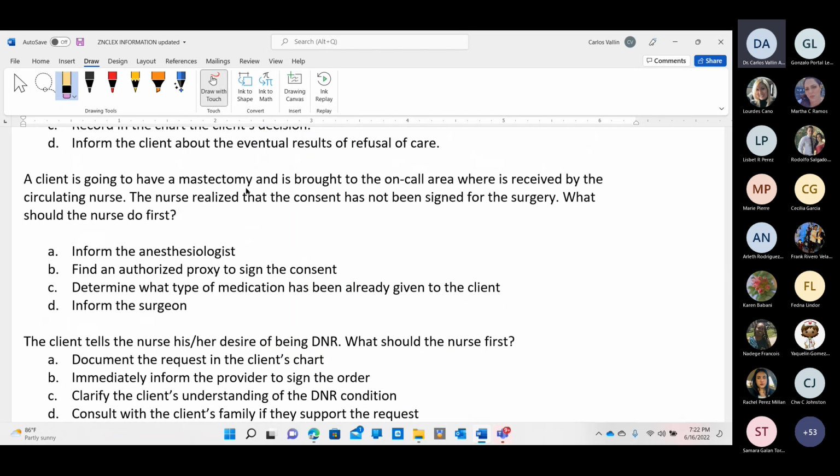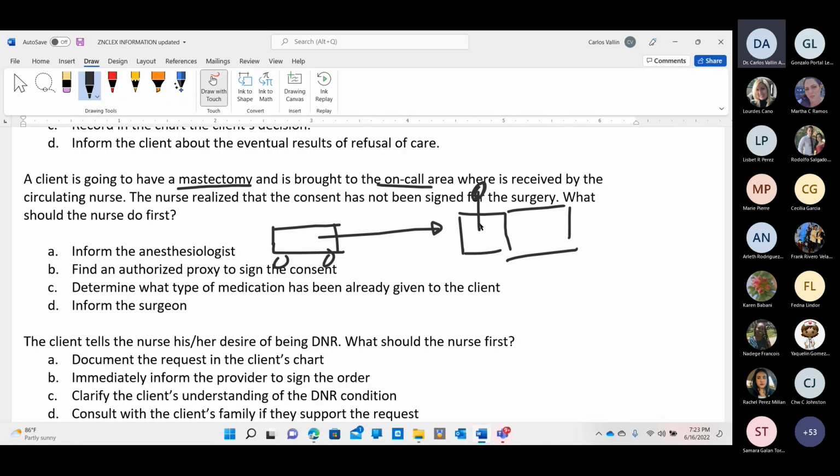A client is going to have a mastectomy and is brought to the on-call area, where the client is received by the circulating nurse. So try to visualize; you need to have a little imagination. You need to close your eyes and see what is happening. The client is going to have a mastectomy. It's a very serious surgery, because mastectomy is mutilating and it's obviously for cancer, so it would be life-saving. The client is brought on a stretcher from the service to the OR area. This on-call area is immediately before the OR, where the circulating nurse receives the client. This is the scenario.